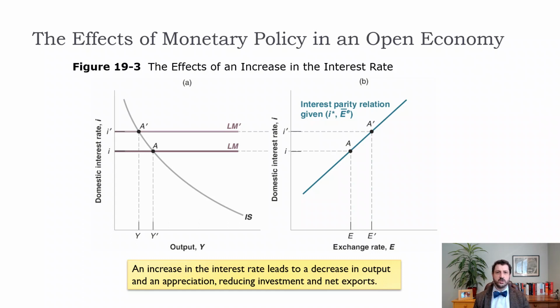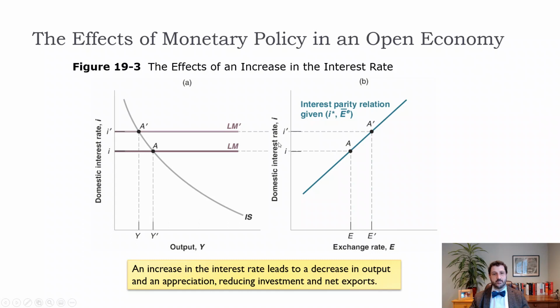So first we're going to look at a monetary contraction, right? So an increase in the policy rate. So if we start here at A and the Federal Reserve increases the interest rate from I to I prime, we move up the IS curve to our new equilibrium, A prime. We have a higher interest rate and lower output, right? This is exactly the same as in a closed economy.